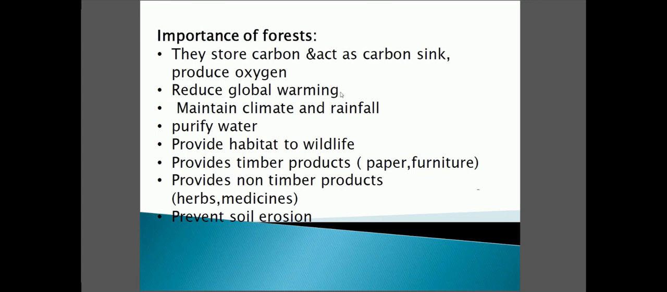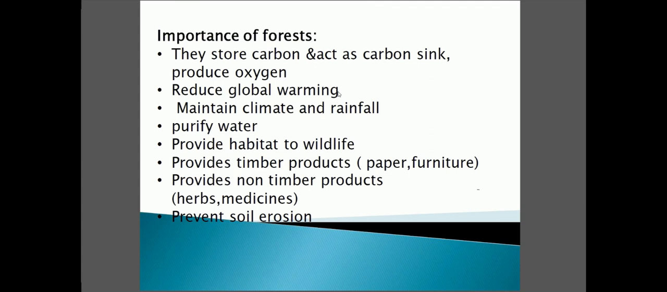It reduces global warming. When plants take up more carbon, they reduce the emission of carbon in the air. They definitely reduce global warming because carbon has a warming effect on the atmosphere. It maintains climate and rainfall, weather conditions, and many more environmental factors on a sustainable basis. It also purifies water and provides habitat to wildlife.